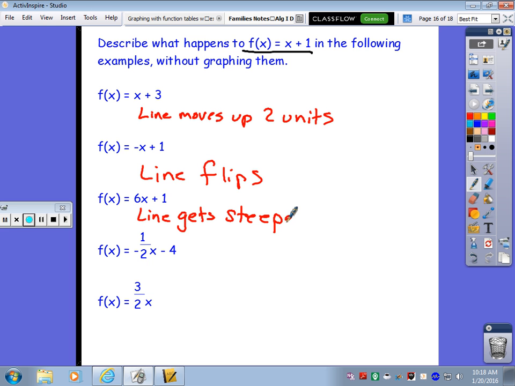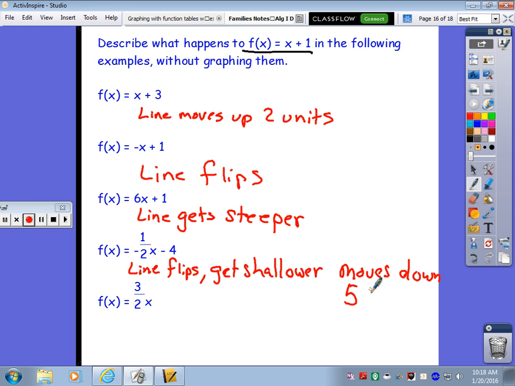because our slope increased. And here you have 2 things happening. Instead of y equals x plus 1, we're at y equals negative 1/2 x minus 4. So there's actually three things happening. So the line flips because it now is negative. The line gets shallower. And it moves down 5 units. When you go from plus 1 to negative 4, you're moving down 5 units.